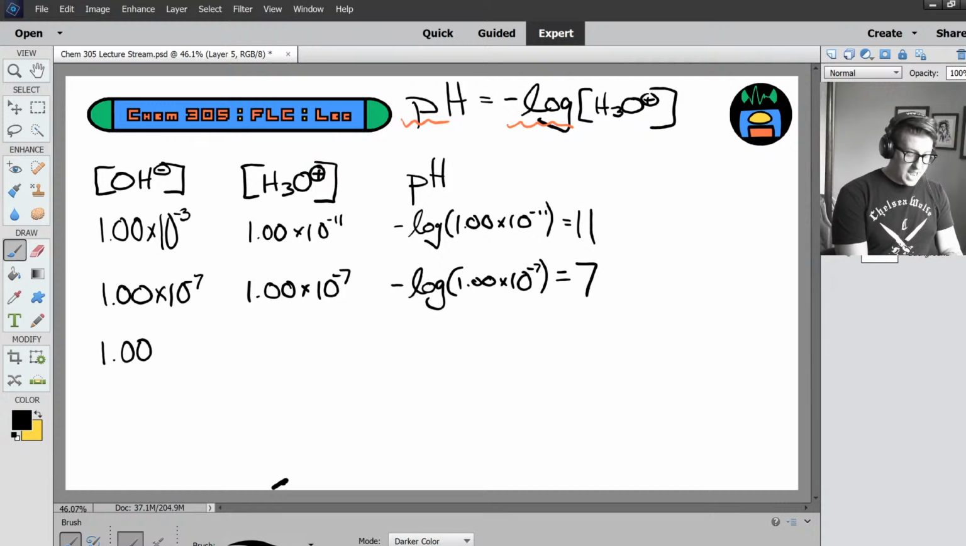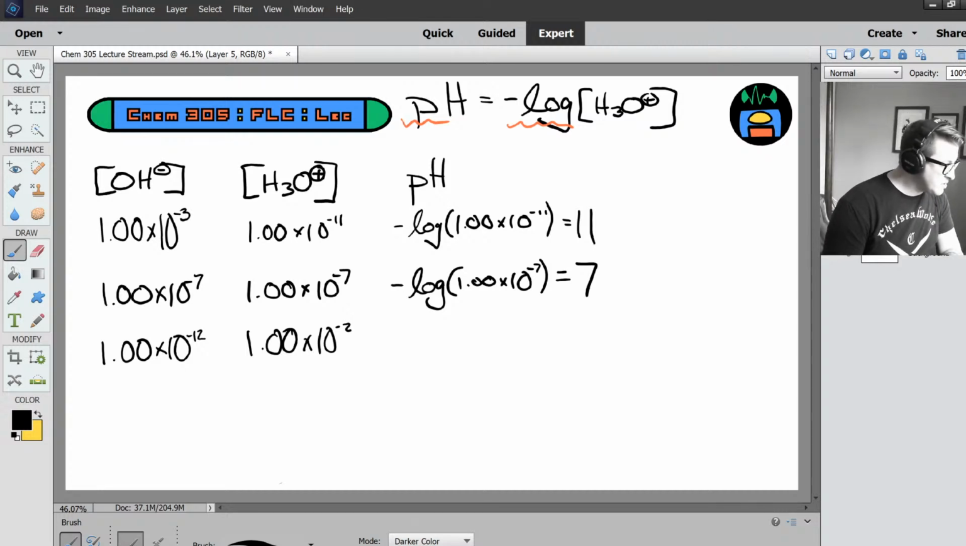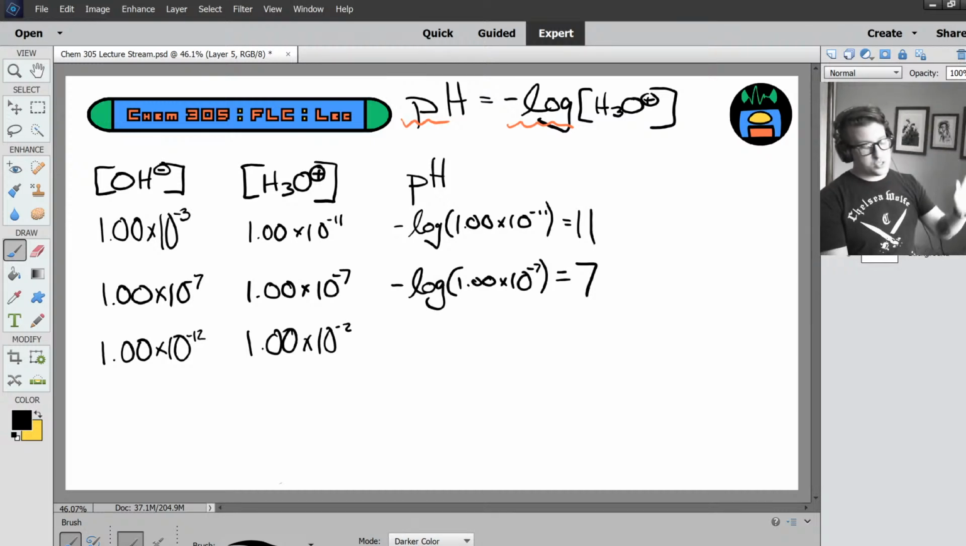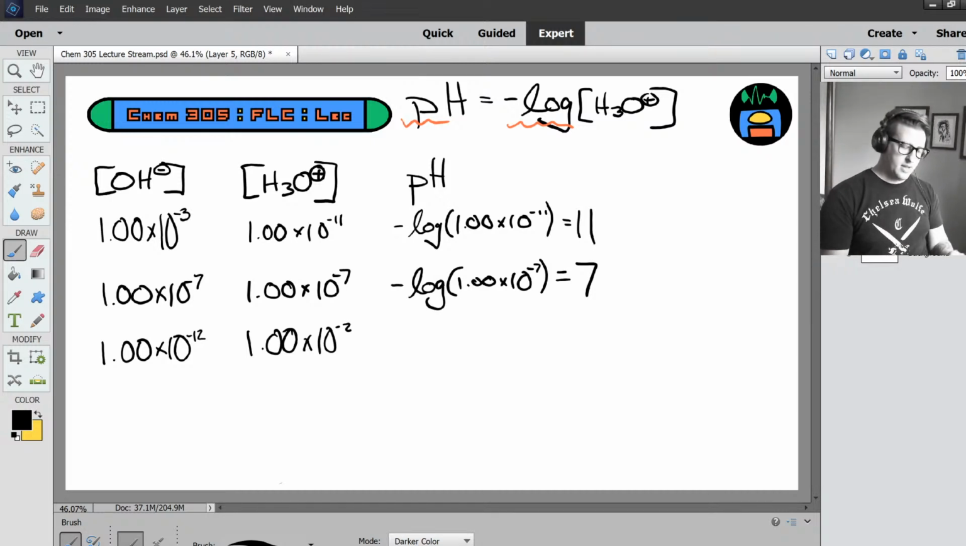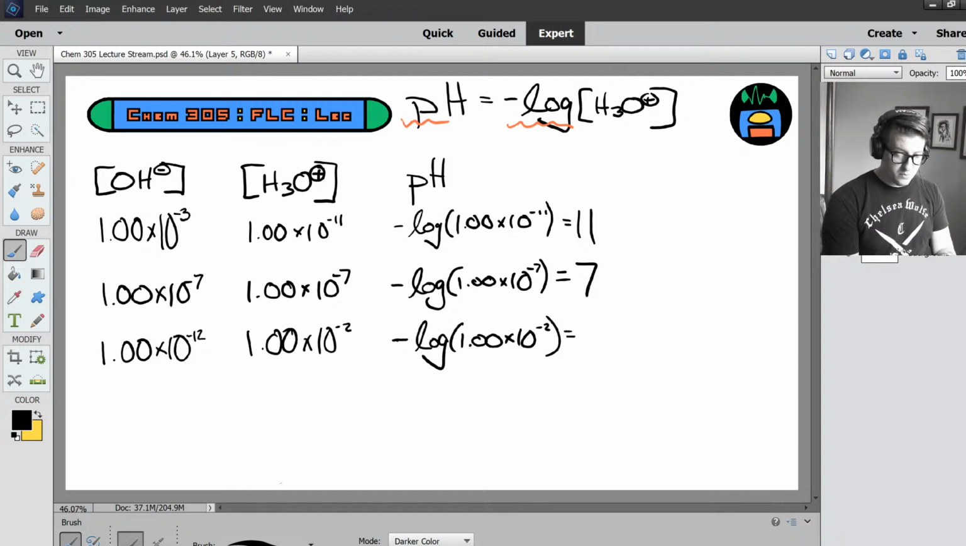And finally, let's look at an example where we have a molarity of hydroxide which is 1.00 times 10 to the negative 12, and a molarity of hydronium that's 1.00 times 10 to the negative 2. Right. Starting with the hydroxide as given in a problem, but I'm just doing this more for comparison's sake. So this would be the log of 1.00 times 10 to the negative 2, which would come out to be a pH of 2.